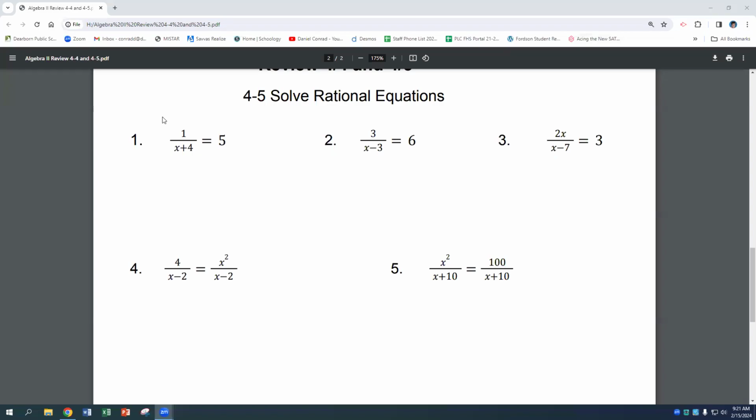Okay, this is the second half of the review for 5, solving rational equations.